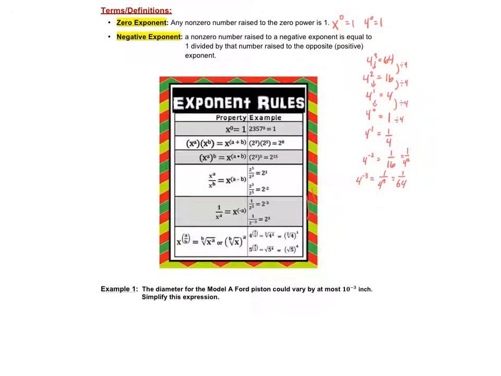Example 1 says the diameter for the Model A Ford piston could vary by at most 10 to the negative third inches. Simplify the expression. 10 to the negative third. We don't want that negative exponent, so we can drop this into the denominator, and it becomes 10 to the positive third. And 1 over 10 to the third would be 1/1000.